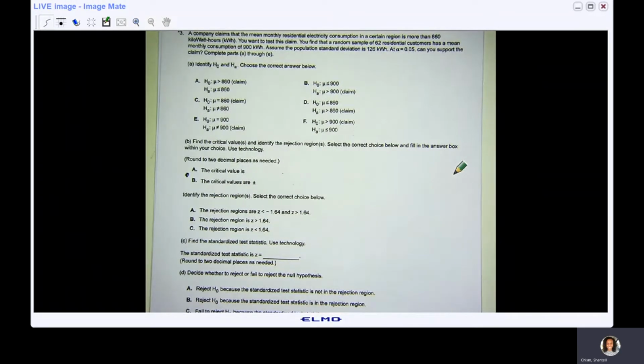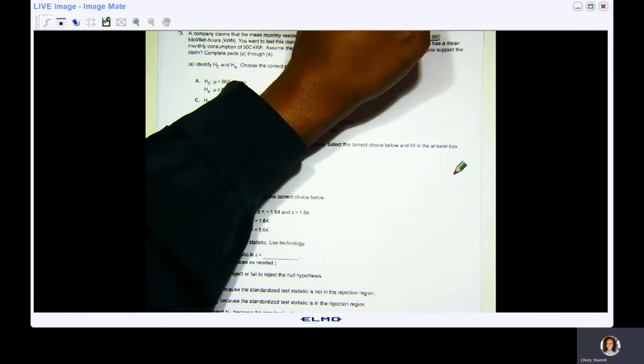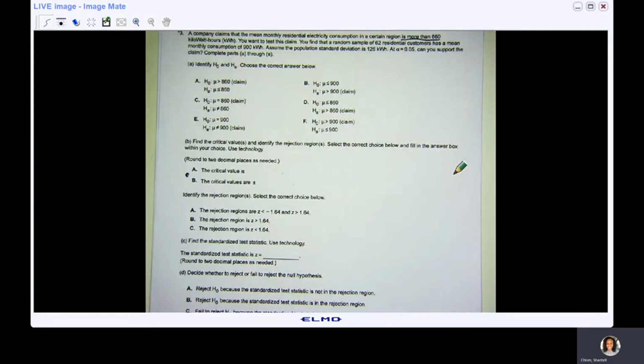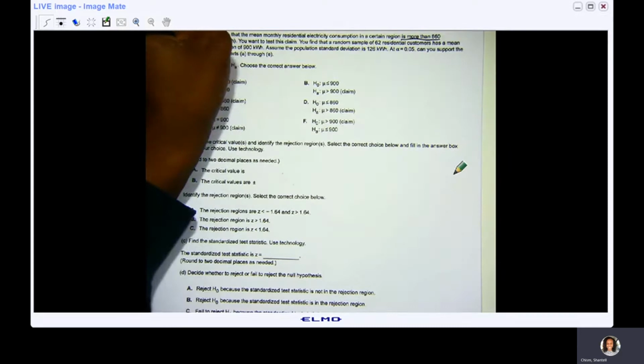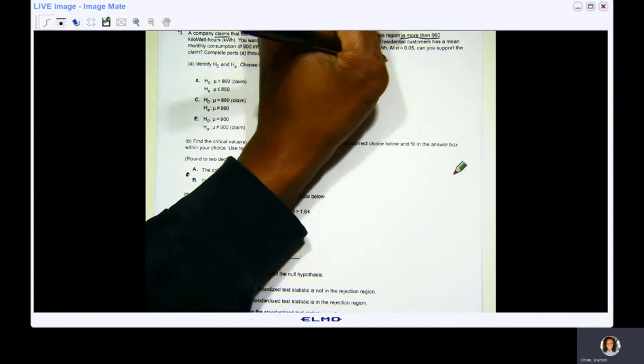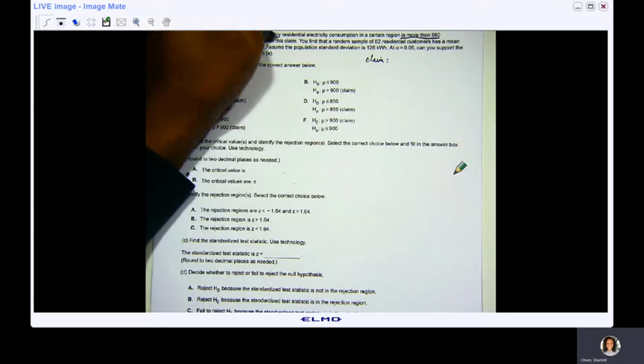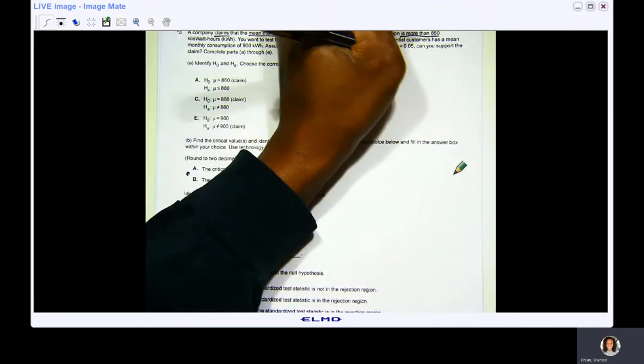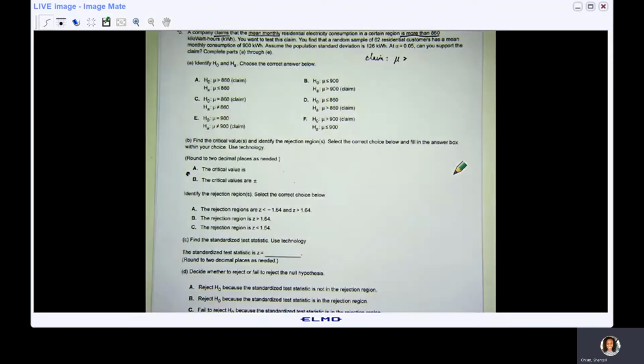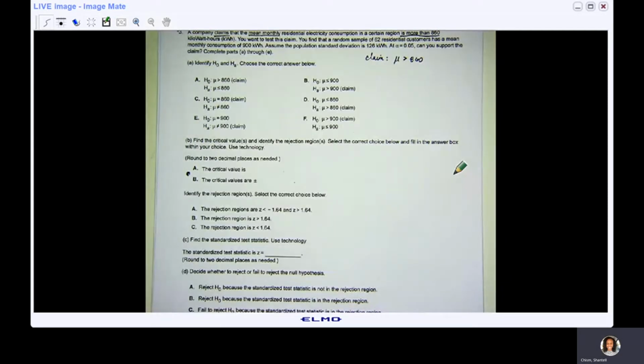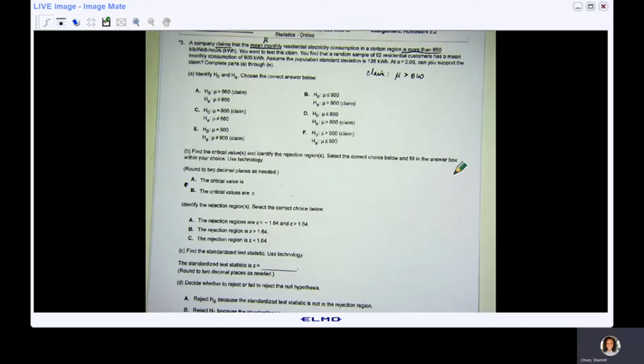It says a company claims that the mean monthly residential electricity consumption in a certain region is more than 860. So right there, they're telling us in that first sentence, that's our claim, that the mean monthly consumption, mean mu, is greater than 860. Okay, so there's no equality here. It's just is more than, strict inequality.